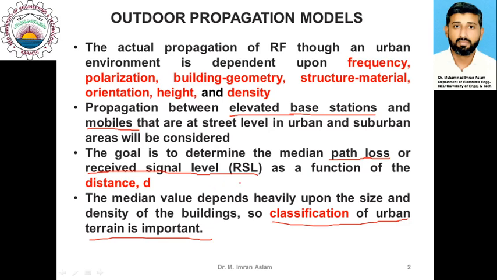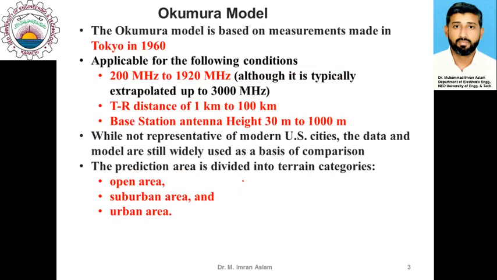So let us start the discussion on the Okumura model. This Okumura model is basically a measurement based model. Professor Okumura and his team planned a comprehensive measurement scheme in Tokyo in 1960, and they made a number of measurements at different antenna heights, different distances, and different types of environments. On the basis of those measurements they developed this model.